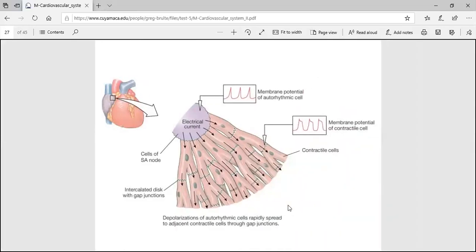So there's your SA node firing, and then you can see how all these intercalated discs are also connected too. It's not really showing the internodal pathways here, I don't think, but don't forget all this stuff's connected, and that signal spreads out pretty darn quickly.